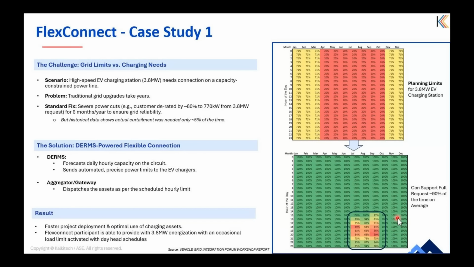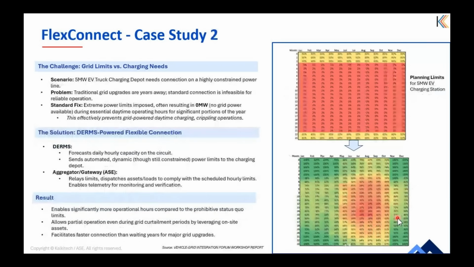There is a similar case study where this is a smart truck charging depot with around 5 megawatt capacity. The challenge remains the same as we discussed in earlier slides. Significant load will be permitted to connect only during the night time, from 10 to 2 p.m., and only up to 60% of the total capacity of 5 megawatts.